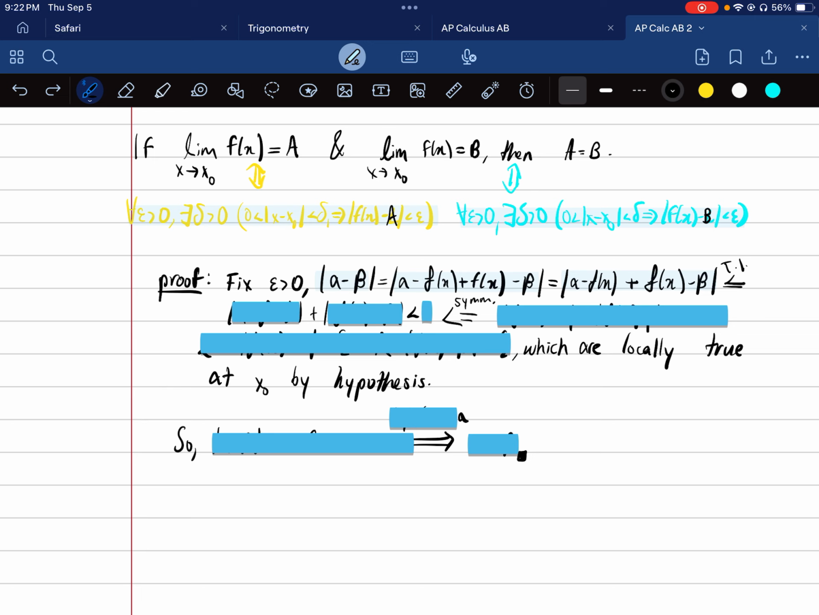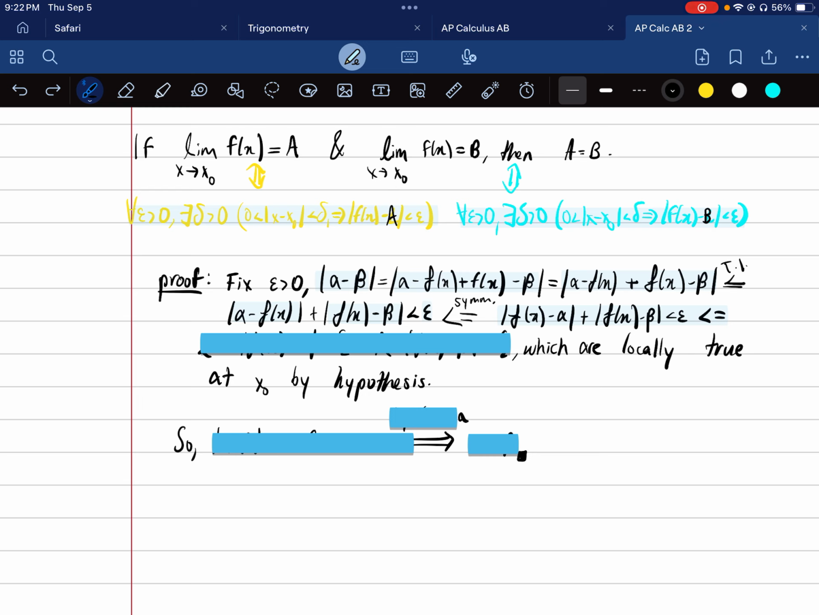And by triangle inequality, we know that the absolute value of a minus f of x plus f of x minus b is less than or equal to the absolute value of a minus f of x plus the absolute value of f of x minus b, which is less than epsilon. In other words, the absolute value of a minus b is less than epsilon. And this is the conclusion because we're going to be working backwards. So by symmetry, we're simply going to flip the f of x and a.